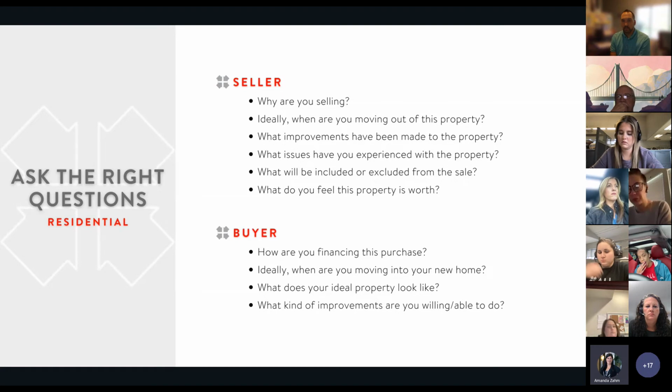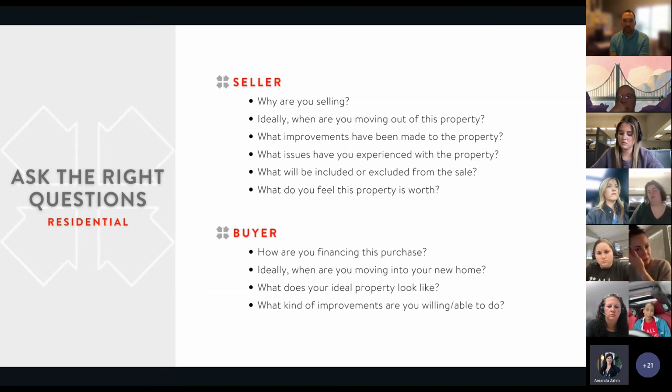We need to get done and get out of here quickly, because that could make the negotiations on price a little bit different, and closing date. Or are they in no rush? They just want to make sure that it goes to the right person. That can really change a lot of things too. Obviously, what improvements have been made or what improvements are needed, that's going to help you with your pricing negotiation.